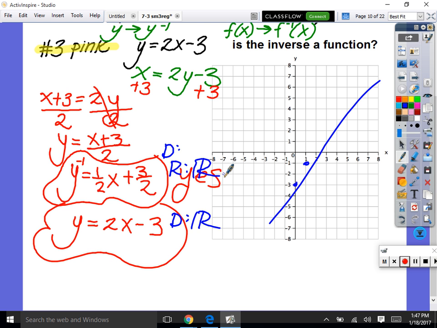Good, because we know that this domain is this range. So now let's look at the inverse's domain. Isn't this just a line again? So what would the domain be? So what's my range on a line? All real numbers. So that makes sense, right? Okay, perfect. Next problem, number 4.